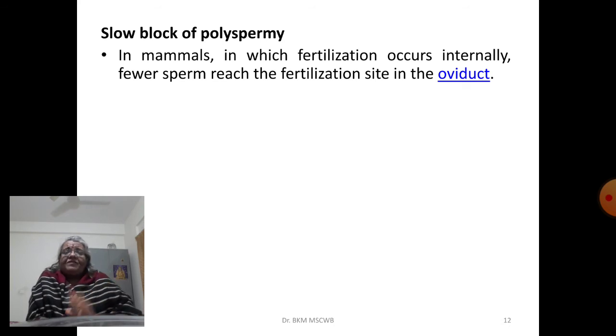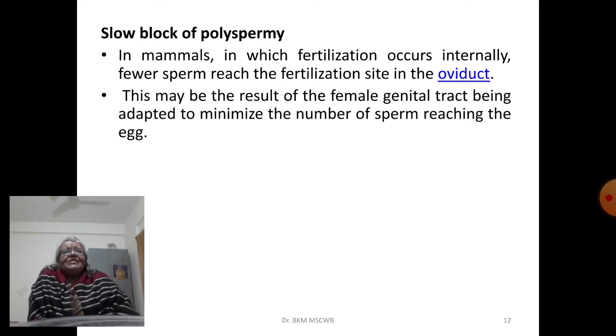In brief, I have referred to this while discussing the mechanism of fertilization. Now we shall discuss the same in detail. In mammals, where the fertilization is internal, to begin with only, during copulation, fewer sperm reach the fertilization site in the oviduct in other animals and fallopian tube in humans.